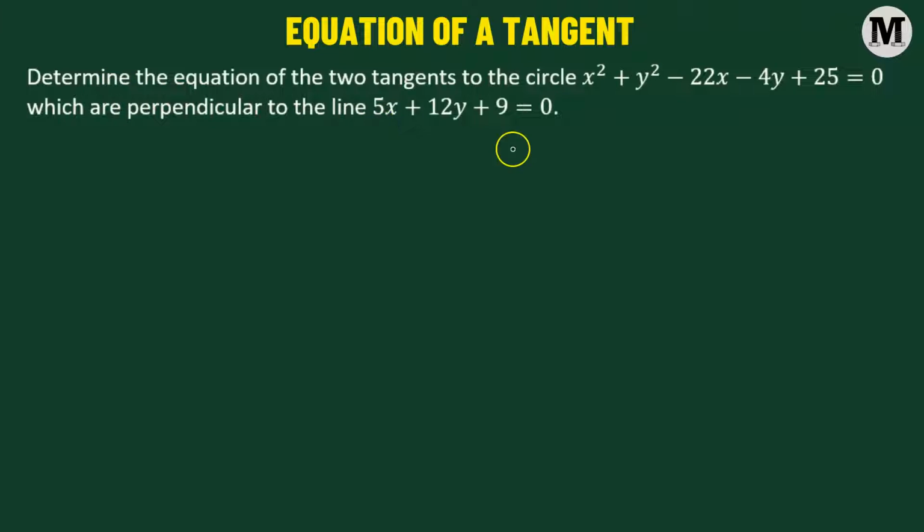Determine the equation of the two tangents to the circle which are perpendicular to the line 5x plus 12y plus 9 equals 0. Let us begin. Here we will first start with the equation of the circle. We are provided the equation x squared plus y squared minus 22x minus 4y plus 25 equals 0. This equation is given in its general form.